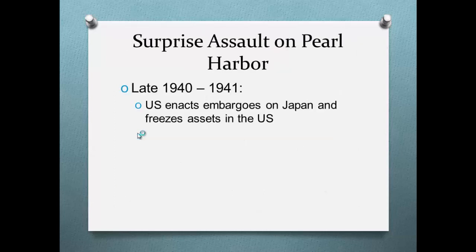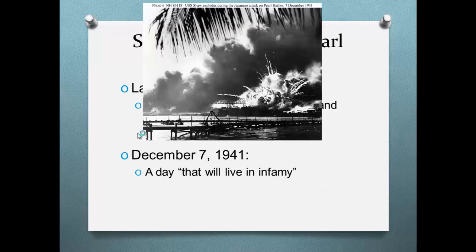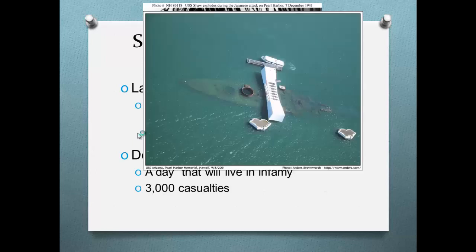Late 1940 to 1941, the U.S. does enact some embargoes on Japan and freezes Japanese assets in the United States. So if they had money in the bank, that money would be frozen. That infuriates Japan, and on December 7th, 1941, we have a day that will live in infamy forever, the attack on Pearl Harbor. There are roughly 3,000 casualties.